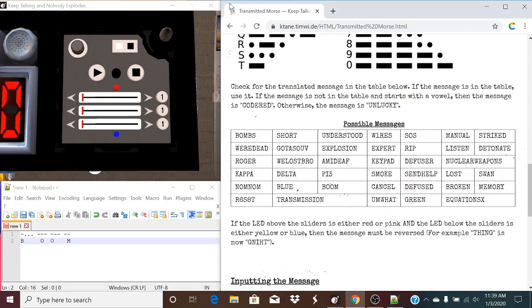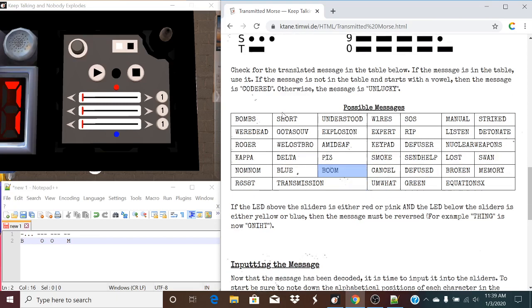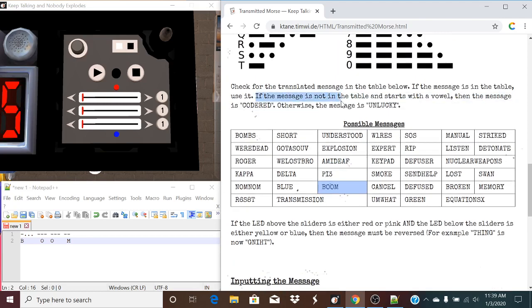Boom is our word. Now what we need to do is find if the message is in the table here. Is it? Yes, it is. So boom. That is what we will be submitting. If the message wasn't in the table and it started with a vowel, then we would use the message coder. Otherwise, the message is unlucky.